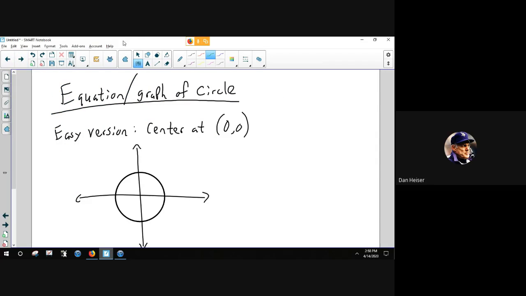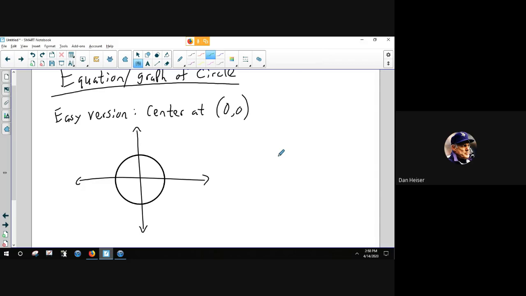So let's start with a simple version where we have a circle centered at the origin, centered at 0, 0. So here I have a circle. I have the center conveniently located at the origin. I will draw in a radius. This point here is just some value of x, some value of y. And we know that to get from the origin to this point, we go over x and we go up y. Over x, up y.